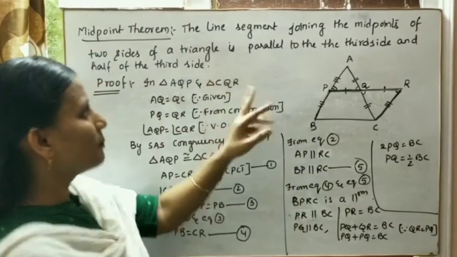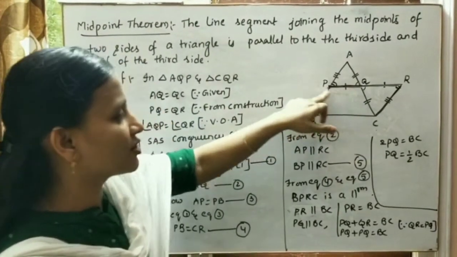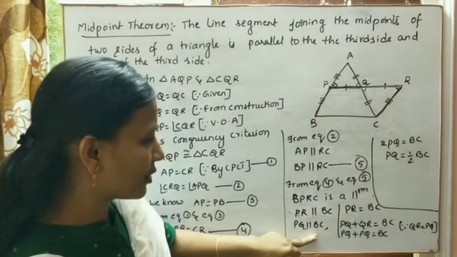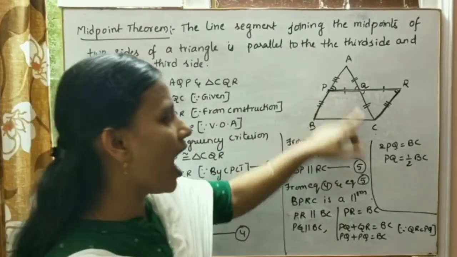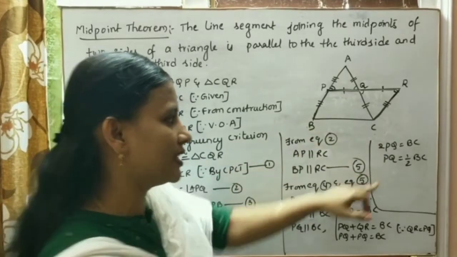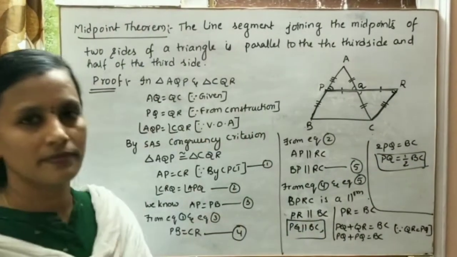So we proved that the line segment joining the midpoints of two sides of a triangle is parallel to the third side. So PQ is parallel to BC and half of the third side. That means PQ is equal to half of BC. Hence proved.